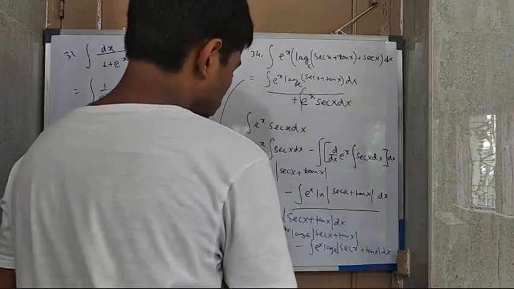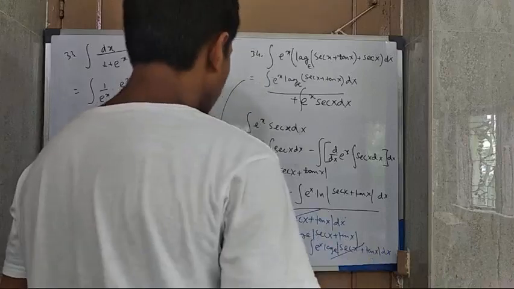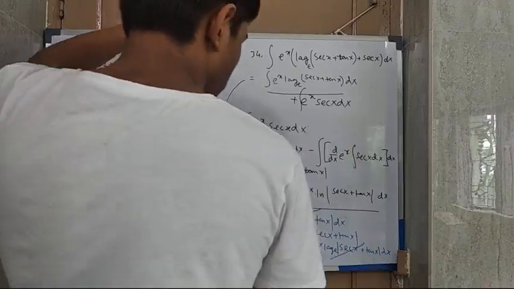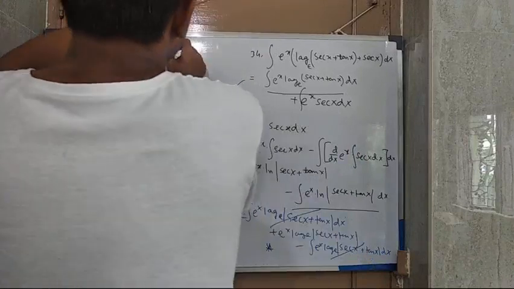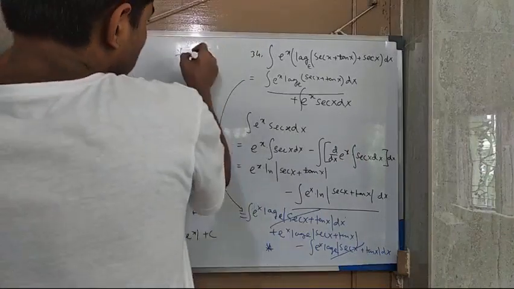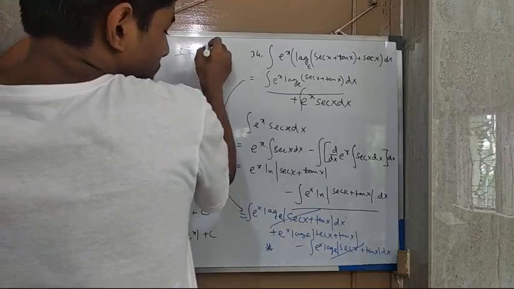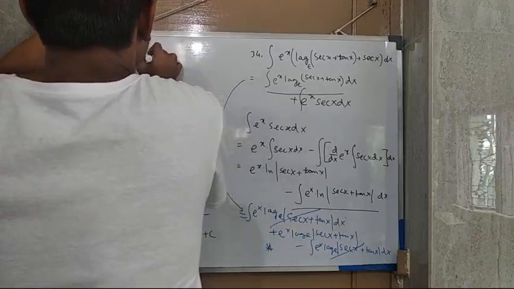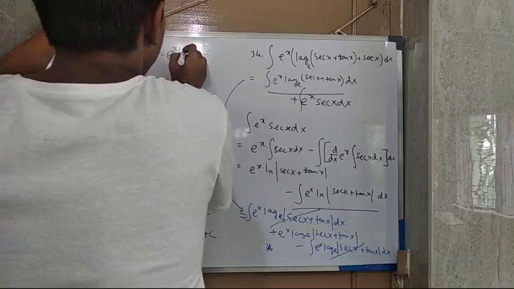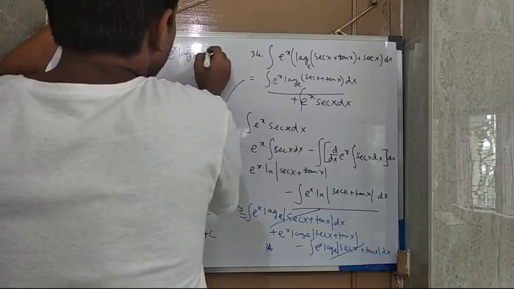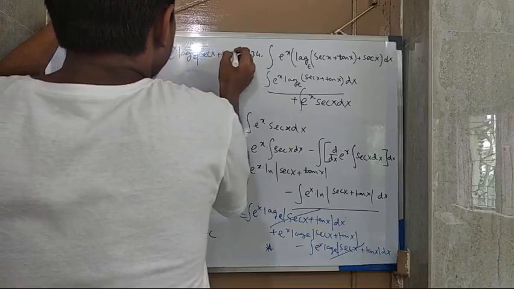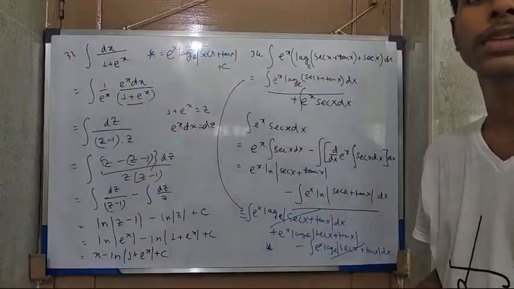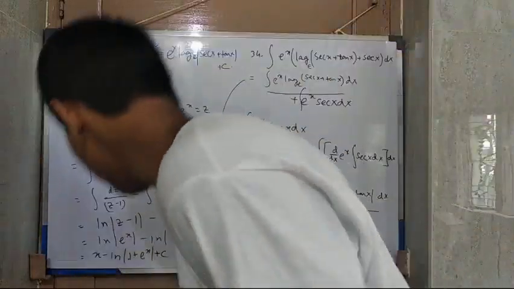So this will cancel out by this, and I am writing the answer here. So the answer is e to the power x log e (sec x plus tan x) plus c. So this is the answer for our 34th question. Now let's proceed to the 35th question.